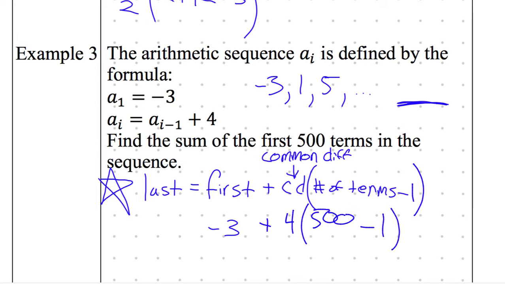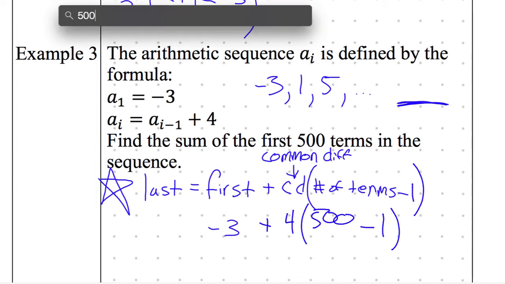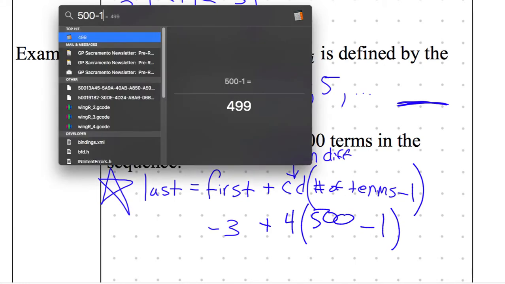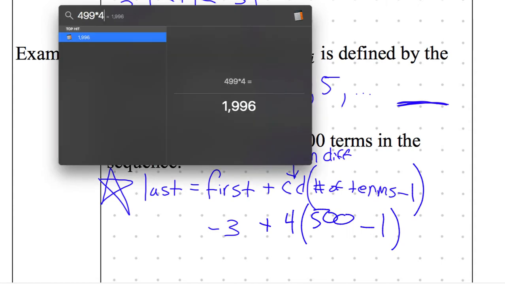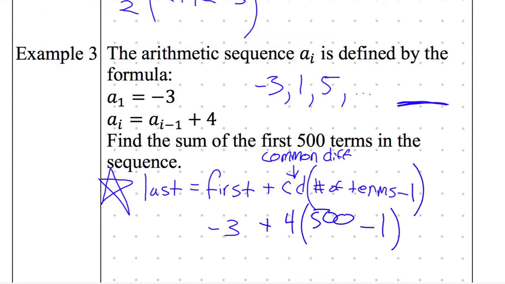All right, so to find this last term, I'm going to do 500 minus 1. That's 499. 499 times 4 is 1,996. And finally, what am I forgetting to do? That first thing, -3. So 1,993 is my last value. 1993. That is going to be my last value.